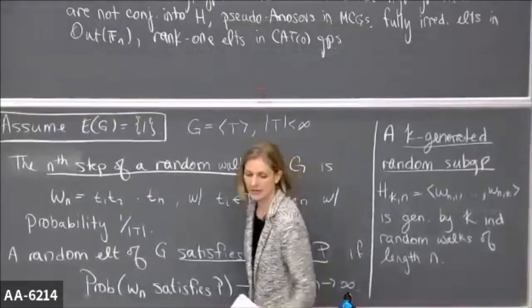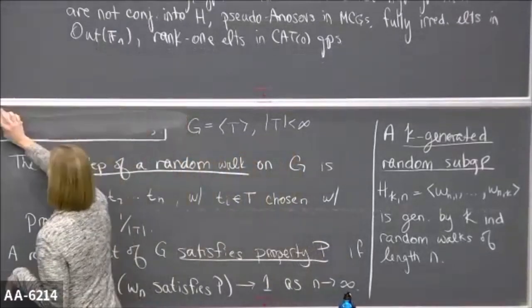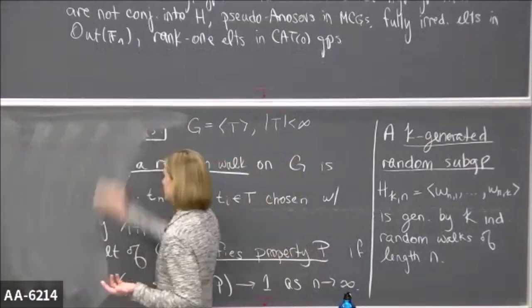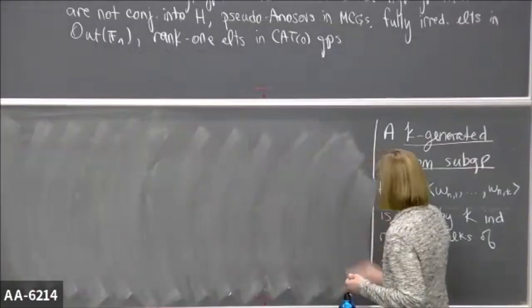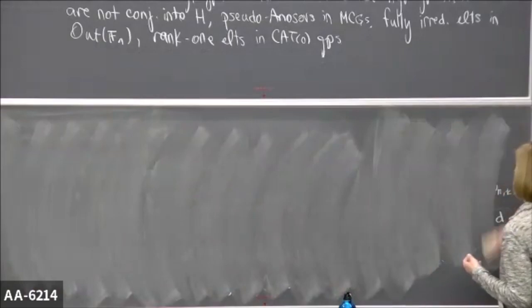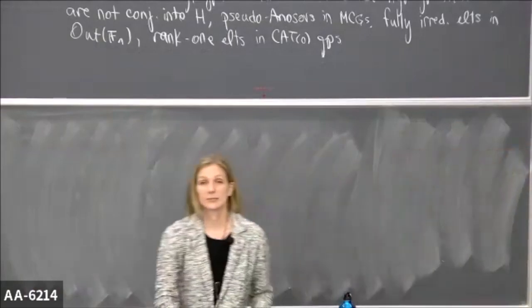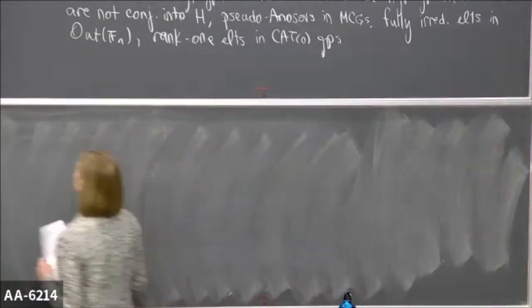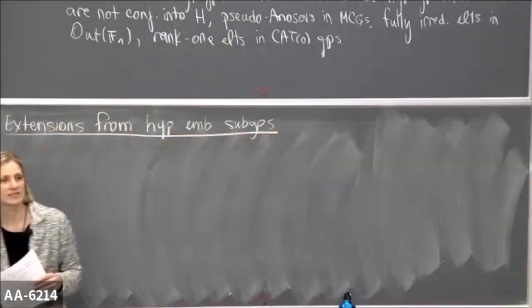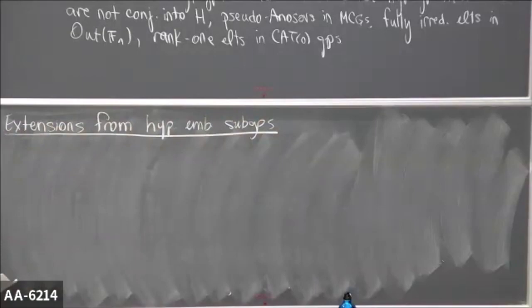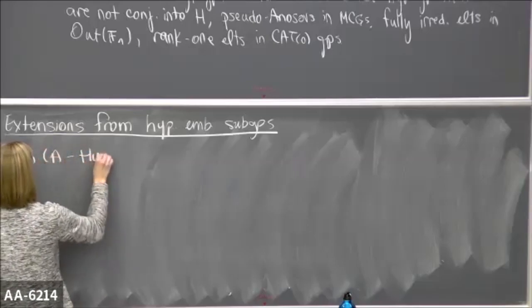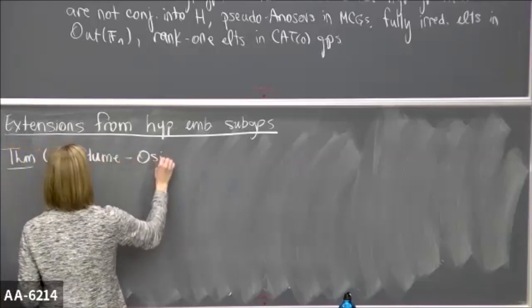Okay, so I'm going to talk about, I think the one I'm going to choose is talking about how to use hyperbolically embedded subgroups to simplify problems. So this is like extending properties from hyperbolically embedded subgroups to the entire group. I'm saying extensions because you can extend a lot of different things. I'm going to tell you about two of them. The first is about extending actions. So this is joint work with David Hume and Dennis Osin.